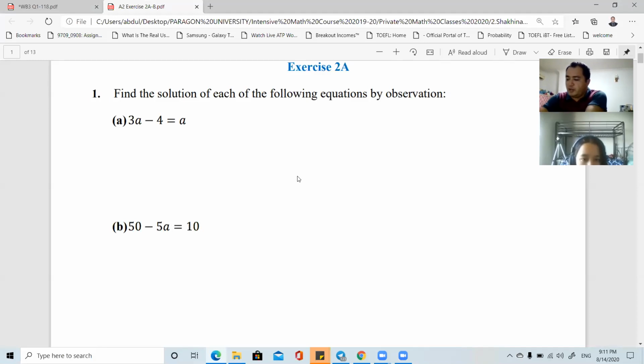And also while you do this, Shahina, you need to explain how you're solving these problems. For example, you start here. I ask you, Shahina, can you do example A?